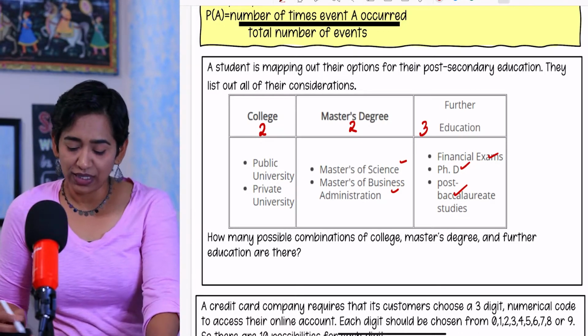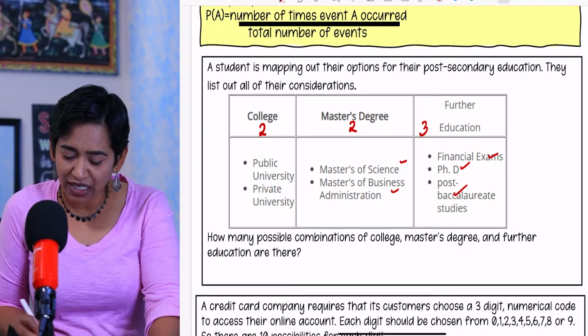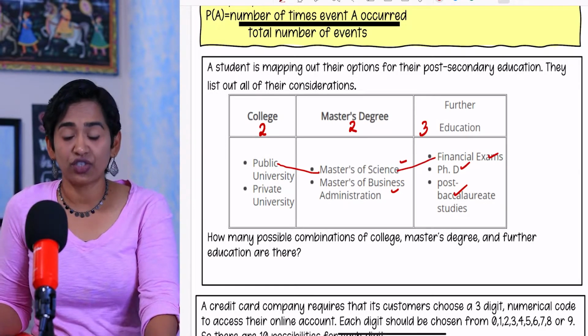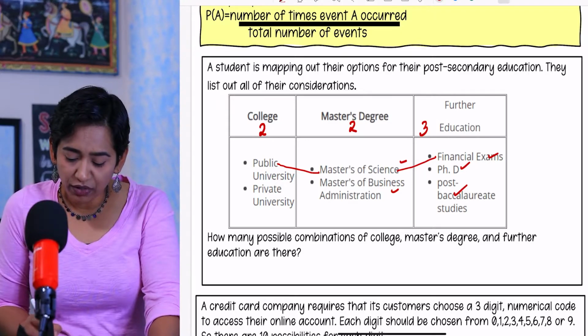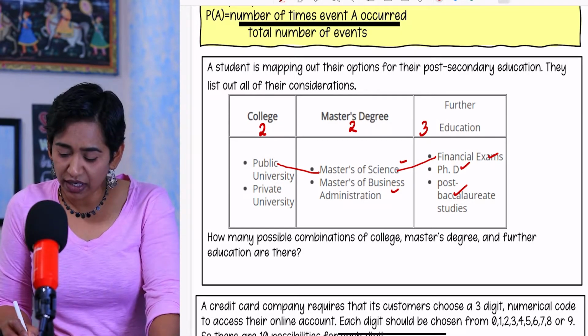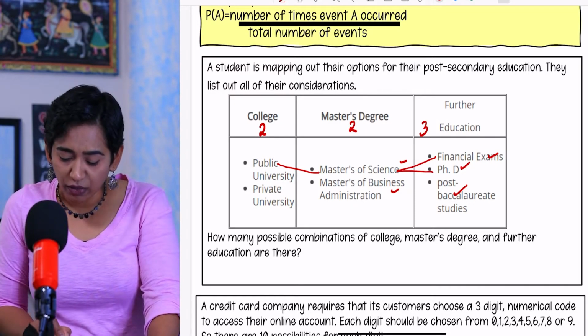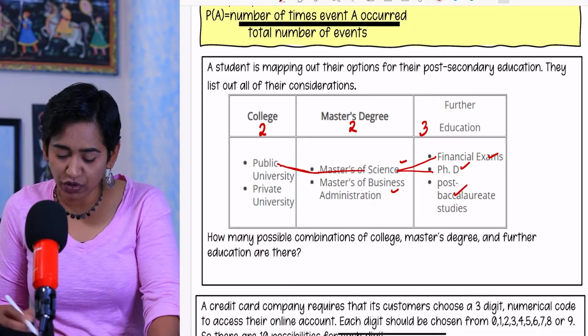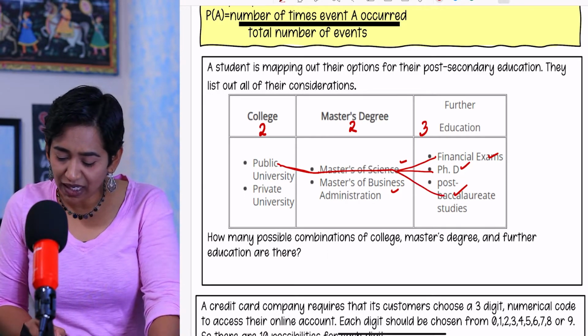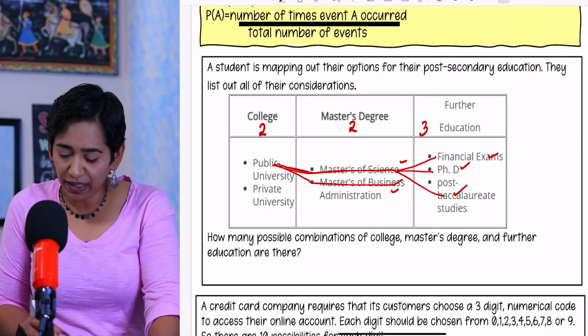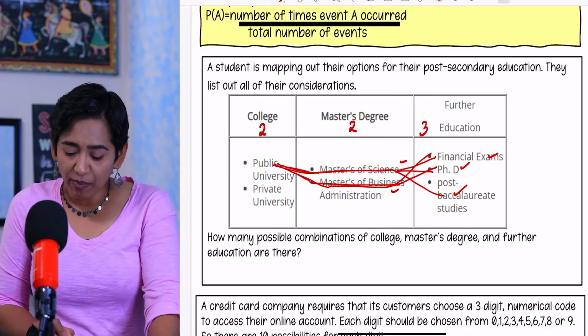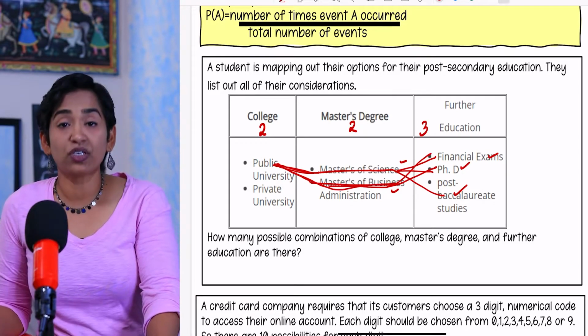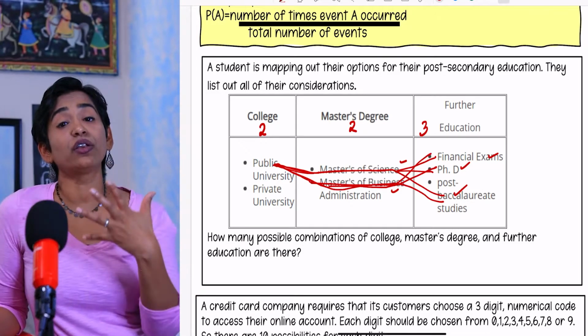So what I can do is I can go to public university, take Master of Science, and do my financial exams. Or I can go to public university, take Master of Science, and do my PhD. Or I can go to public Master of Science postgraduate. Or public Master of Business Finance, public Master of Business PhD, public Master of Business post bachelor degree, right? So these are different combinations.